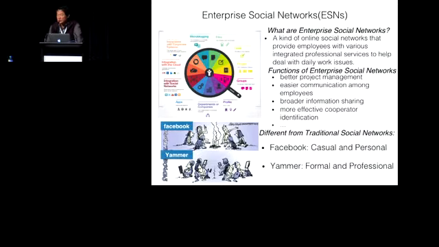Okay. So the enterprise social network is different from our traditional social network like Facebook, because Facebook is more casual and personal. Like Yammer, a professional social network will be more formal and professional, because basically you are saying, okay, I have this particular problem that I need solved. Who else has some idea on it, or things like that?